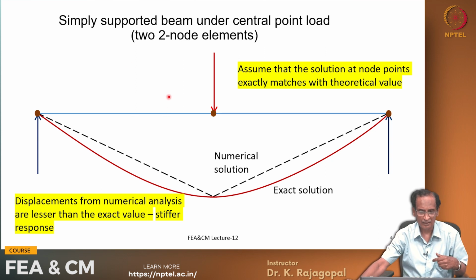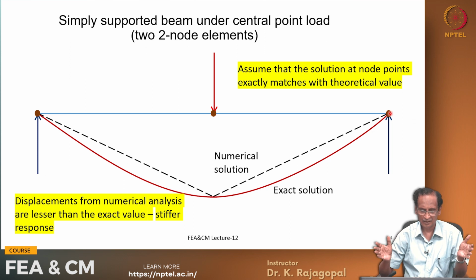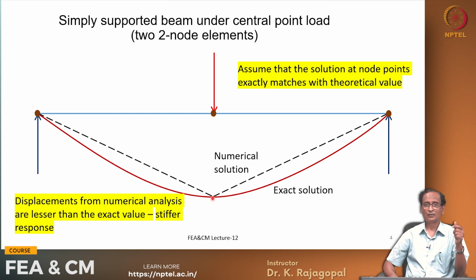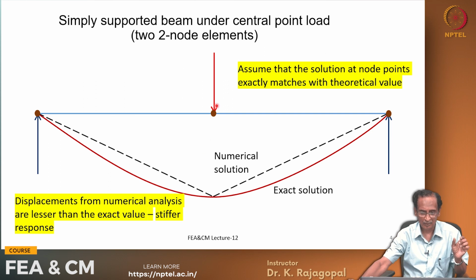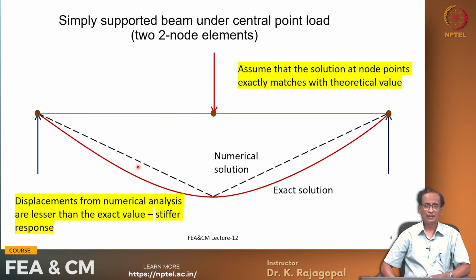Let us see it in the context of a simply supported beam. Let us say that we have 2 elements and 3 nodes, and at the 2 ends it's a simply supported beam, so the displacement is 0. And let us say that whatever numerical method we have, it is exact, so at the center point also our numerical result exactly matches the exact result. But then what about in between? In between these 2 nodes, there is a large variation between the theoretical solution given by this red line and this dotted line. So this is the numerical error that we have.